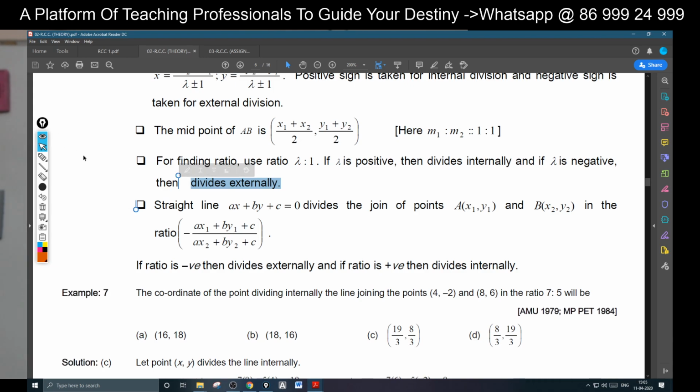A line segment AB is divided by another line ax plus by plus c equal to 0. Then the ratio is given by minus of (ax1 plus by1 plus c) by (ax2 plus by2 plus c).